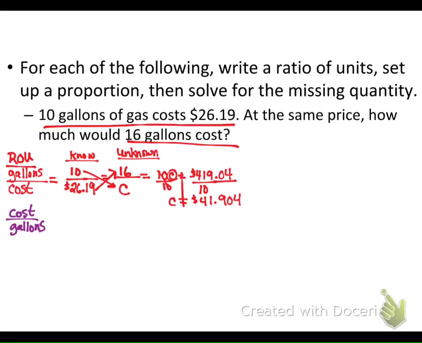Now, because we're trying to find the cost, cost is going to be in dollars. I can't say it's going to cost $41.904. Because I'm dealing with money, which place value am I going to round to? The hundredths. So which number is in the hundredths? Zero. Look to the right, 5 or greater? No, so my answer is going to be, so there's your answer.